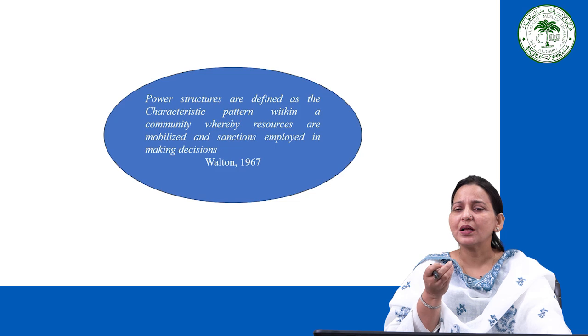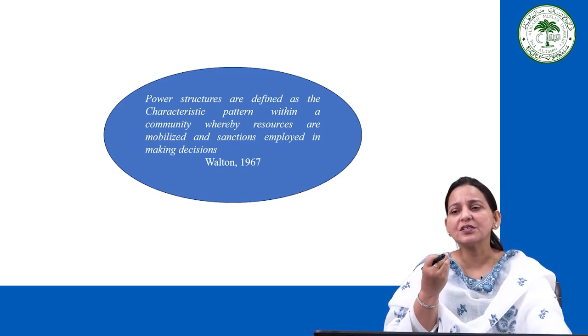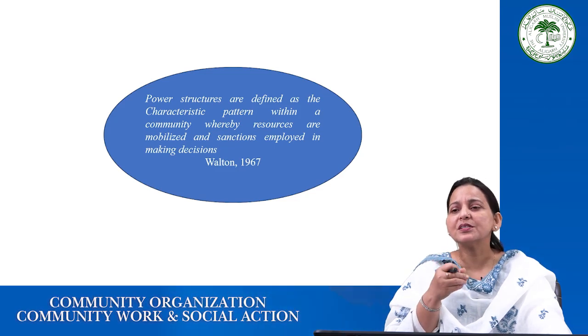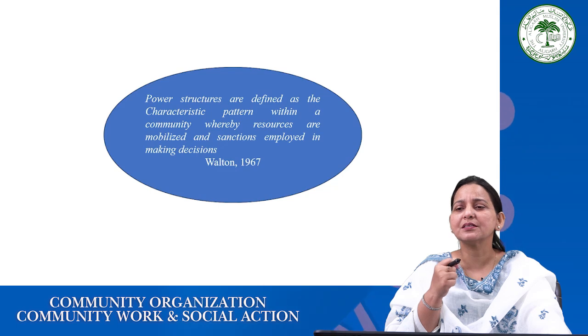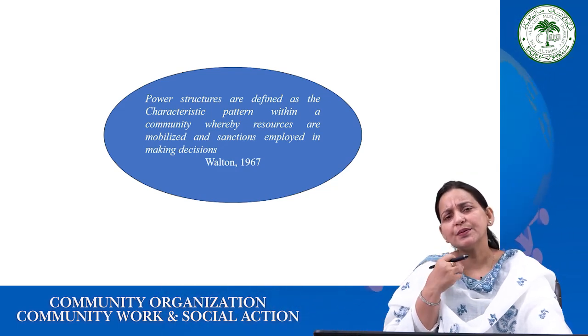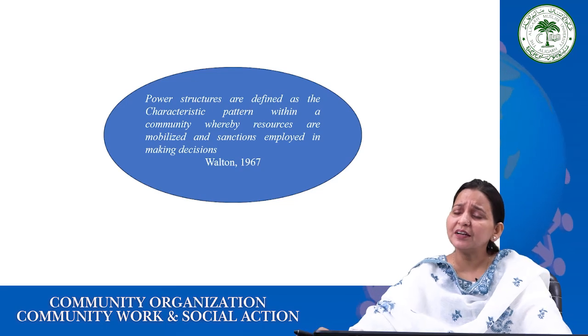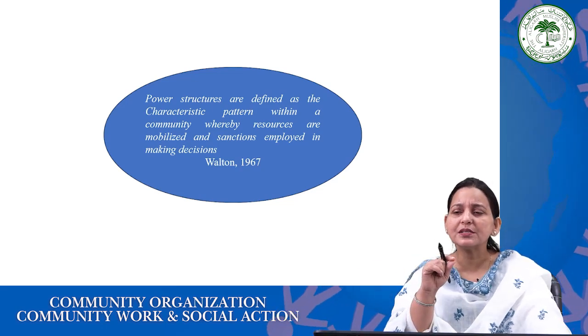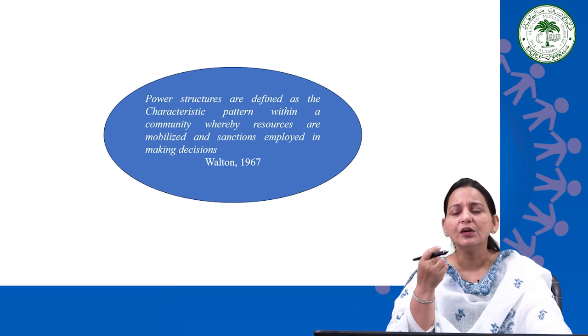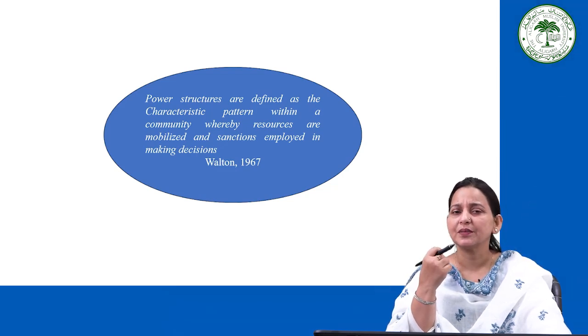the community. So Walton's definition suggests that power structures are not random, but follow recognized patterns. These patterns reflect how decisions are made and how resources, such as money, information, and any other kind of resources, are mobilized by them. He further defined that power is not only about influencing, but also involves the capacity to actually ensure the rules and norms of that community. Sanctions may be formal or informal.